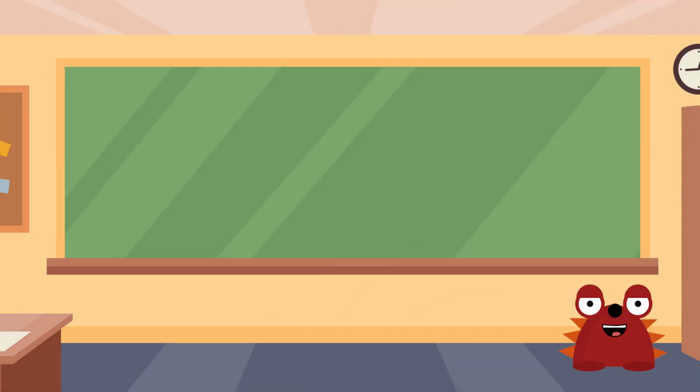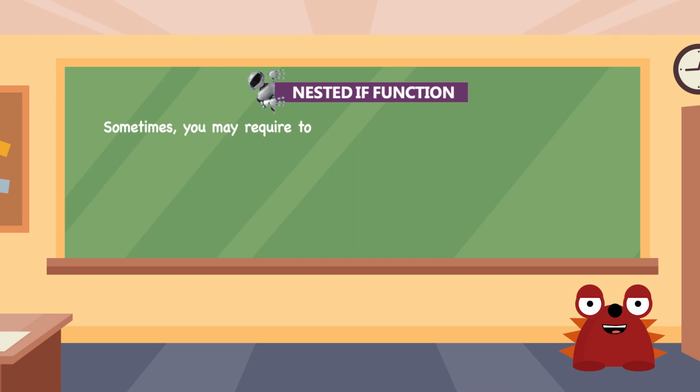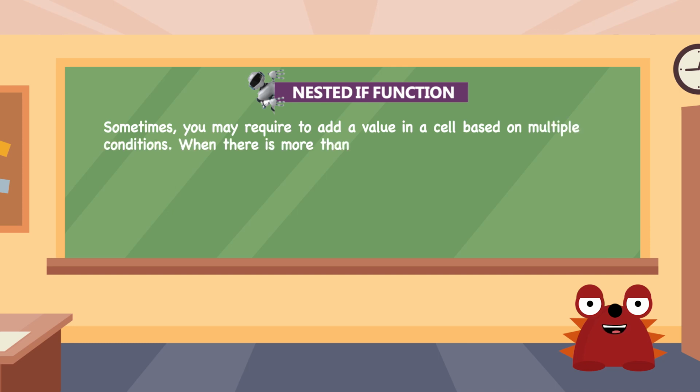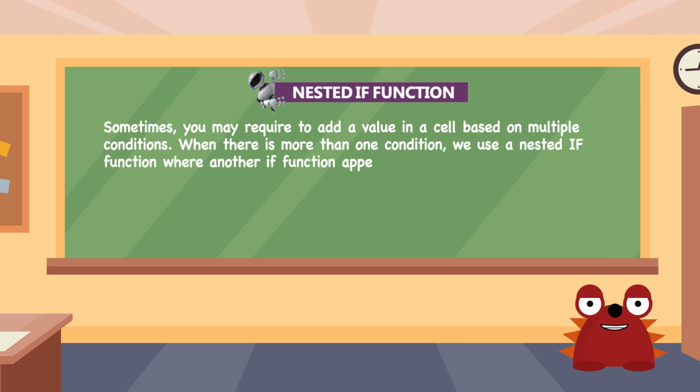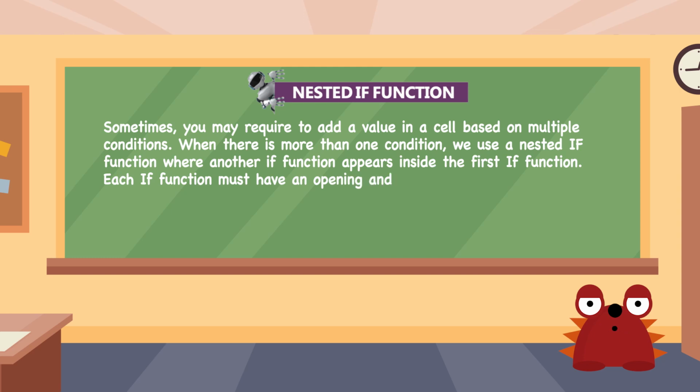The last topic of the chapter is nested if function. Sometimes you may require adding a value in a cell based on multiple conditions. When there is more than one condition, we use a nested if function, where another if function appears instead of the first if function. Each if function must have an opening and a matching closing bracket.